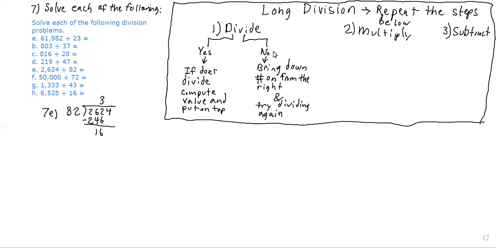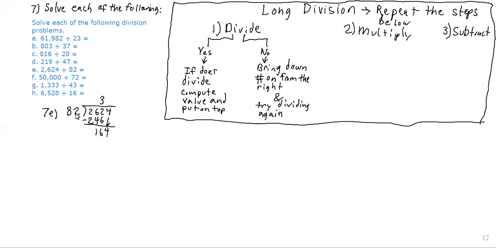You see what happens when we say no. If we try to divide and it doesn't divide, then we're going to bring down the number from the right and try dividing again. So what number is to the right of our dividend? Well, we have 262. We used that already. The next available number to the right is this 4. So we're going to bring that 4 down, put it right here. And then what does it say? It says, and try dividing again.